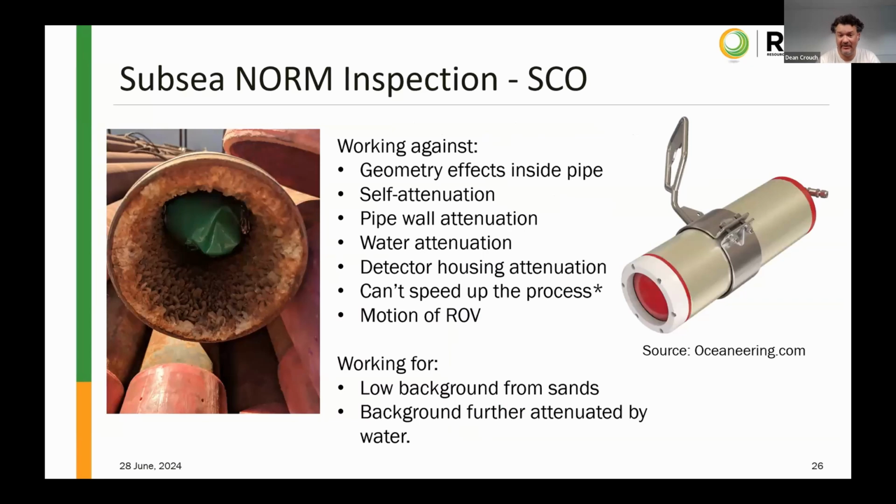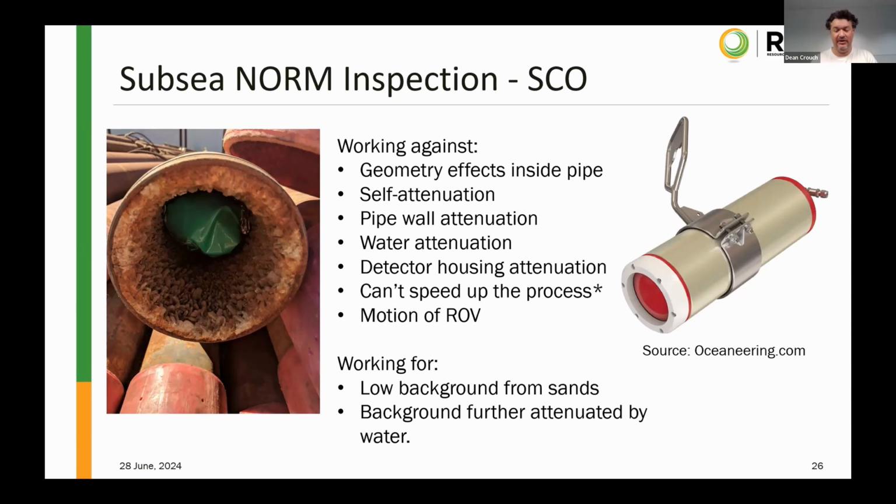So, the geometry effects inside the pipe. What you can see on the left, that is a production pipe, not a service flow line, but that is a lot of scale. The dose rates we were seeing around that were 30, 40 microsieverts an hour. But if you don't have it neatly distributed the way it is here, let's say it's all at the bottom, does that give you the same response as though it is all on the top? And if there's a lot of it at the bottom, but the flow line's full of water, is that going to attenuate it out and you won't be able to see it?